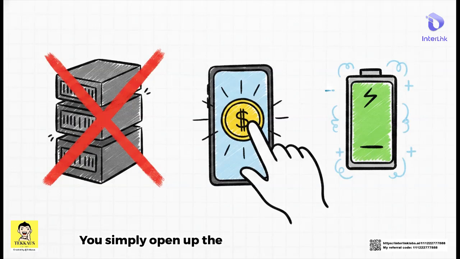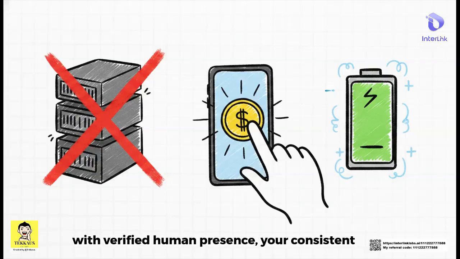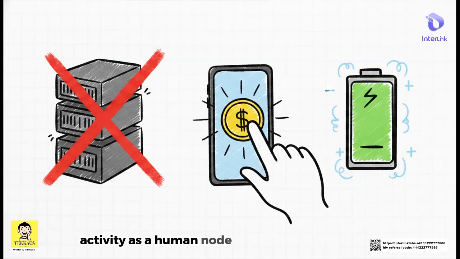You simply open up the app and tap to claim your ITLG every few hours. That's it. By replacing intense computational work with verified human presence, your consistent daily activity as a human node is what actually secures the network state. Your authentic, verified participation is the fundamental value being rewarded. It's a real game changer.